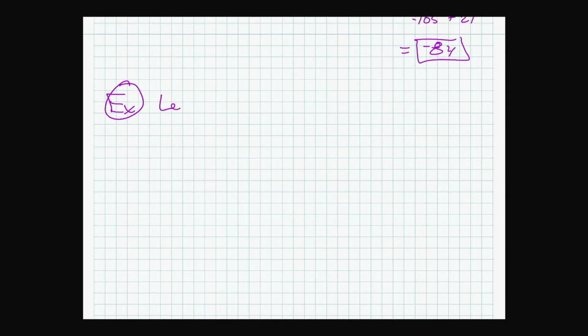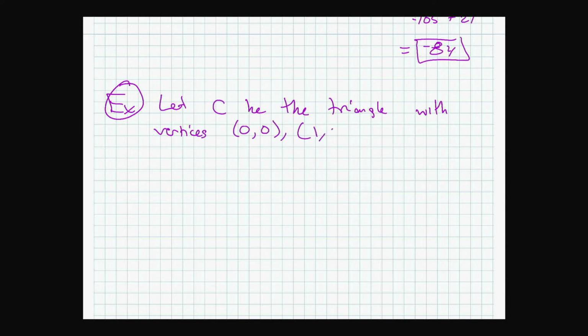Example, let C be the triangle with vertices 0, 0, 1, 0, 0, 6, oriented counterclockwise. Remember that was part of the definition.